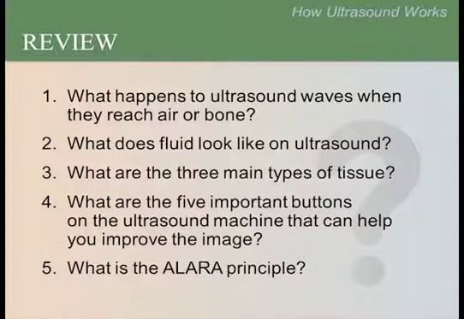What are the 5 important buttons on the ultrasound machine that can help you improve the image? The answer is the gain, time gain compensation, depth, focus, and zoom. What is the ALARA principle? The ALARA principle states that we should scan a fetus only when there is a medical reason, and that we limit the ultrasound exposure during those scans.